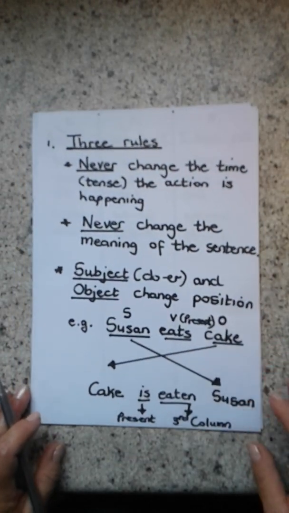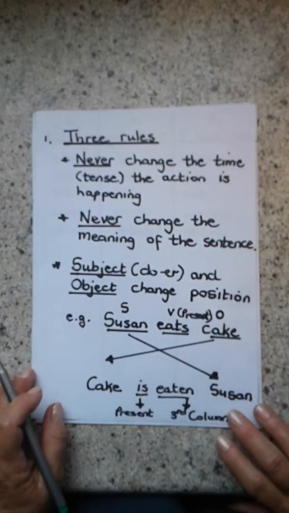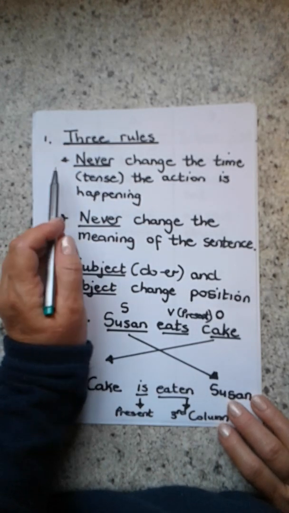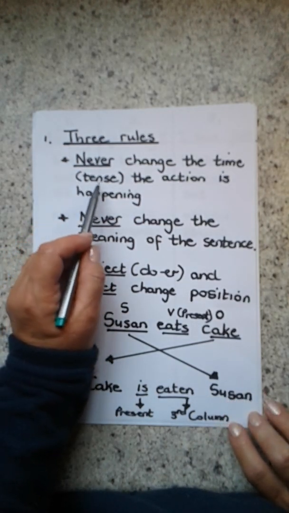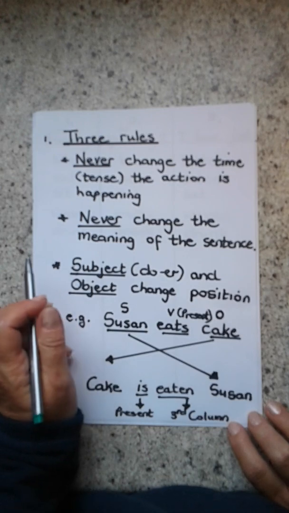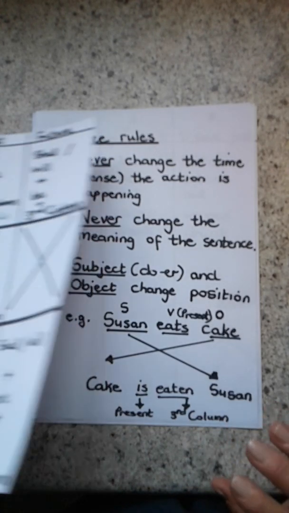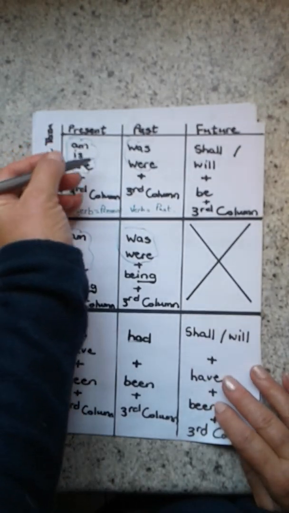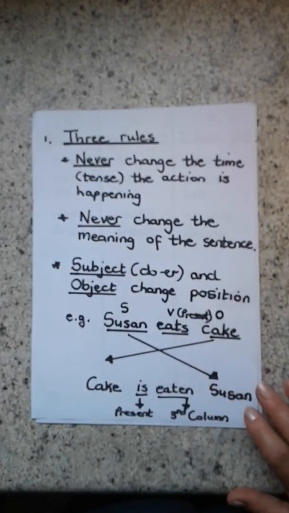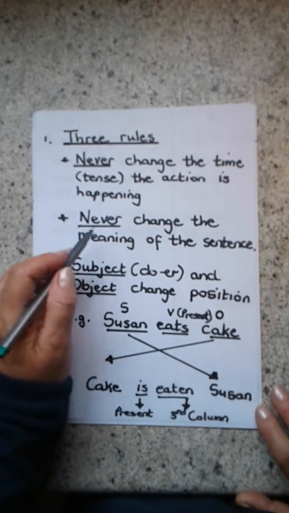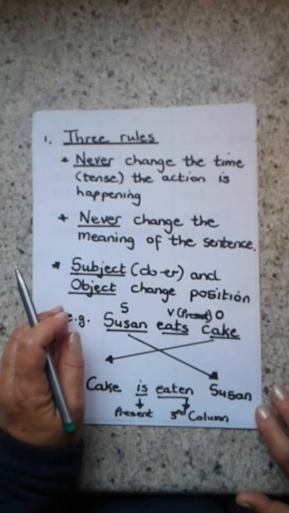There are 3 basic rules that you need to apply. You can never change the time or the tense that the action is happening. If it is in the present, you keep it in the present by using my present helping words. Okay. Secondly, you can never change the meaning of the sentence.